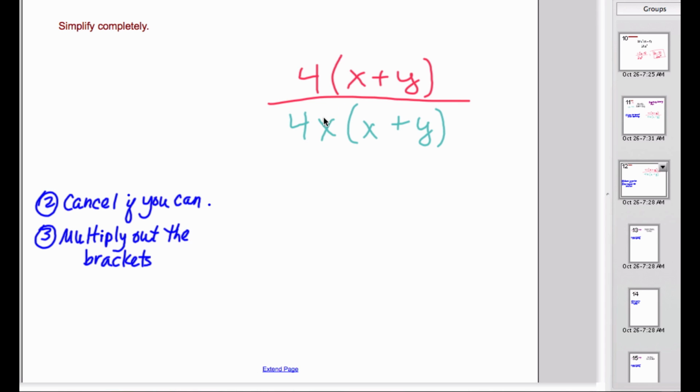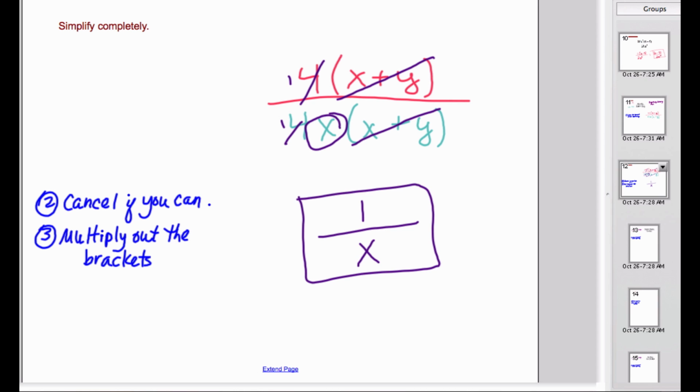Remember that anything divided by itself is 1, so we can cancel those 4's, because that equals 1. We're left with 1 each, and we can cancel the quantity of x plus y, because x plus y divided by x plus y is also 1. Okay, notice that we are left with an x in the denominator and a 1 in the numerator, so it's just 1 over x.